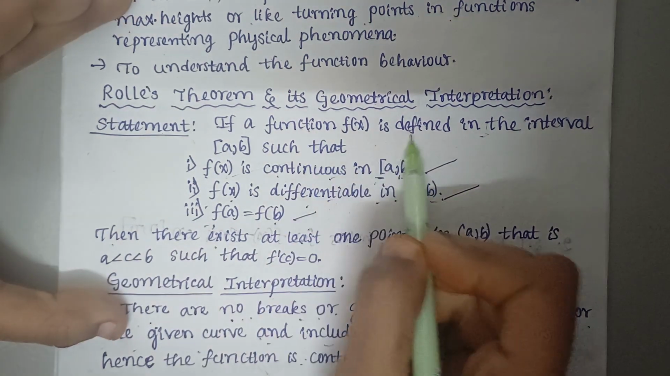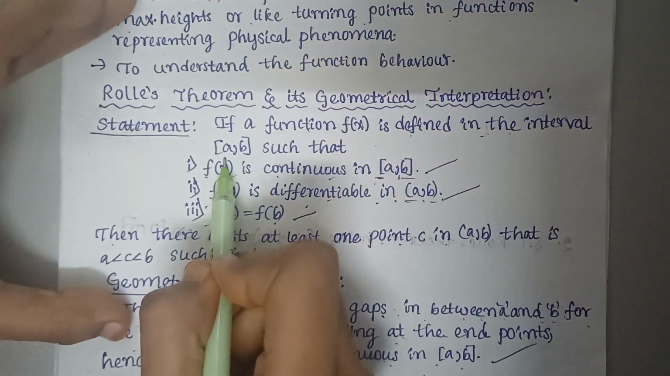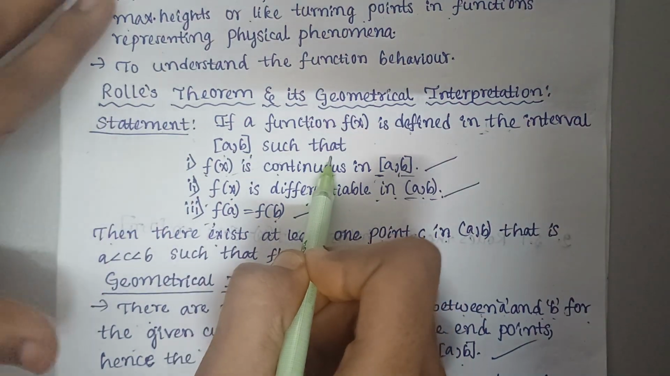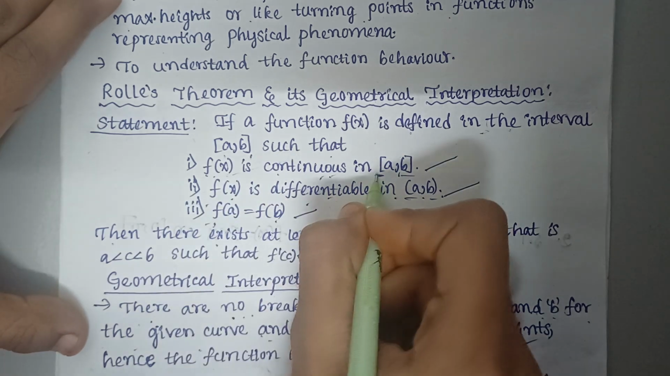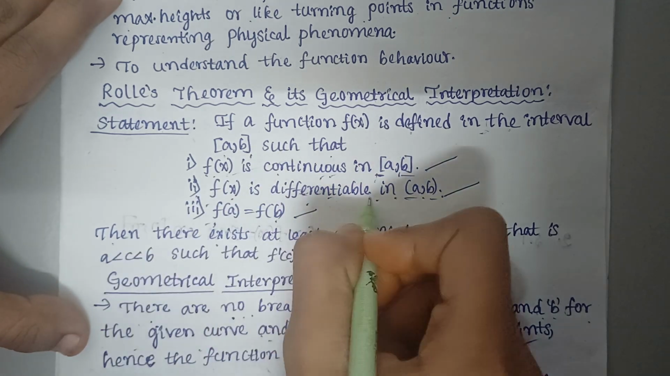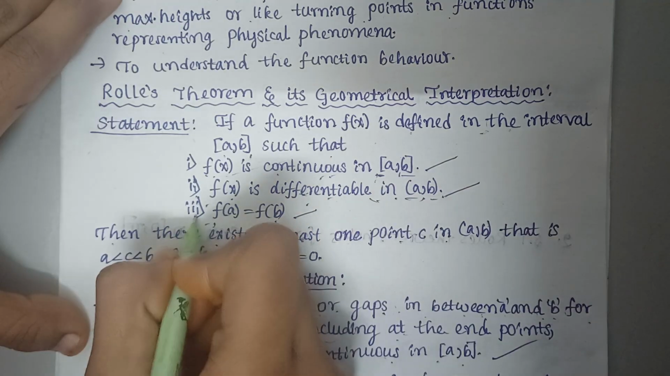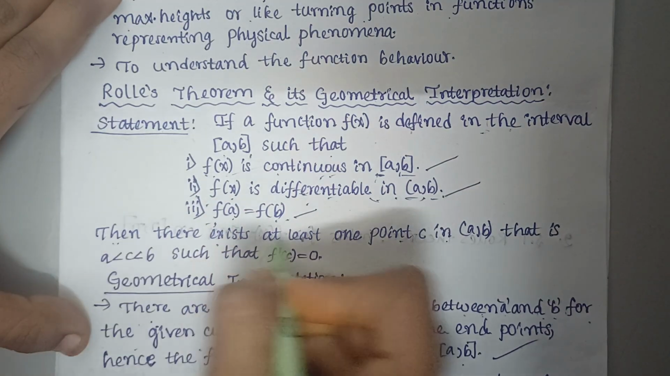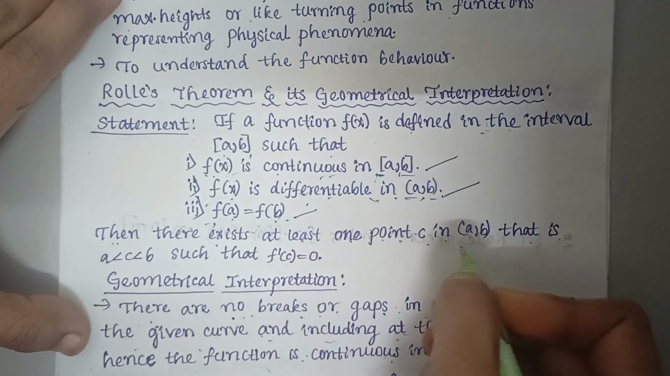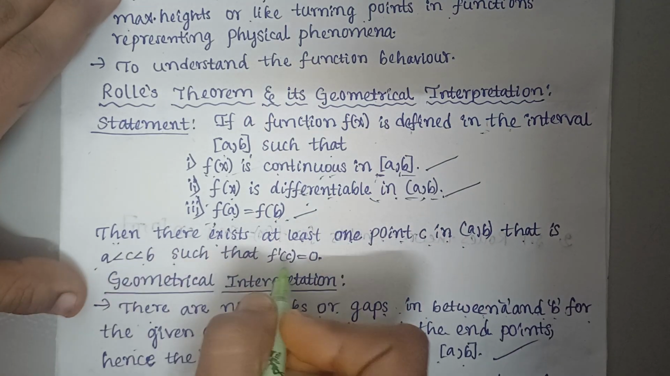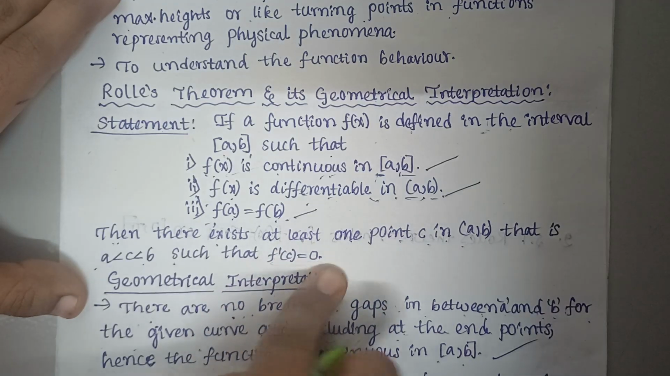If a function f of x is defined in the closed interval [a, b] such that the first condition is f of x is continuous in the closed interval [a, b], the second condition is f of x is differentiable in the open interval (a, b), and the third condition is f of a is equal to f of b, then there exists at least one point c in (a, b), that is a < c < b, such that f dash of c is equal to 0.